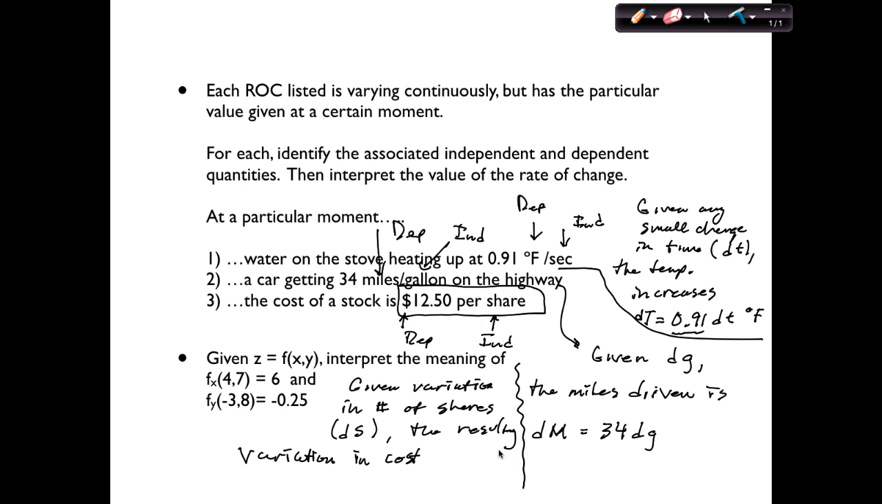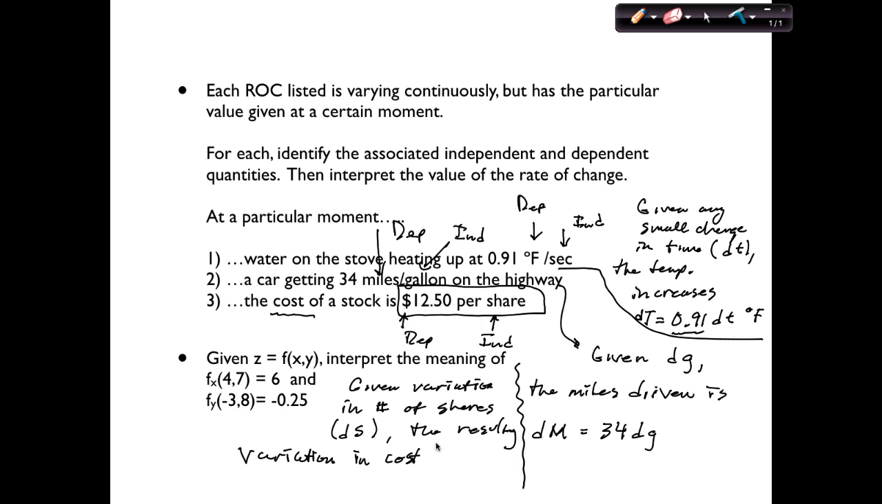Lucas, can I read mine? Sure. Given a small change in amount of shares, the stock price increases $12.5 times the change in shares. Okay, good, except it's not the stock price; it's the cost. It's perfect, but stock price is a different quantity. Stock price is how much the stock is worth. This is like we're buying shares at that price. Everything was perfect, except you talked about a different quantity rather than the cost of the stock.